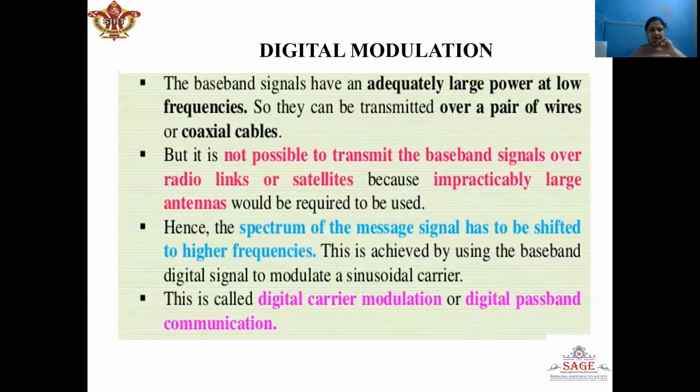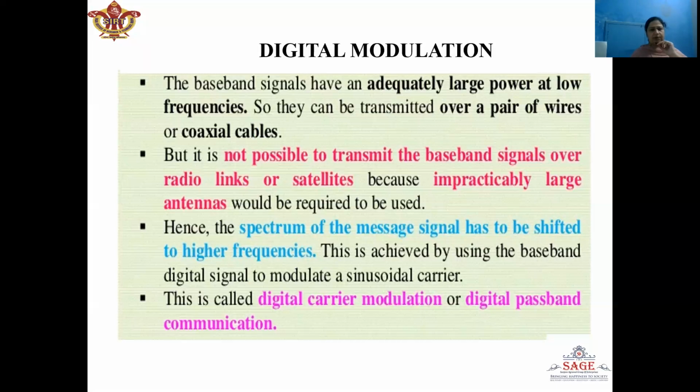Now, first, we will see what is digital modulation. In baseband pulse transmission, the input data is represented in the form of a discrete pulse amplitude modulated signal. The digital data is transmitted over the channel directly. There is no carrier or any modulation. This baseband signal has an adequately large power at low frequencies. So they can be transmitted over a pair of wires or coaxial cables.